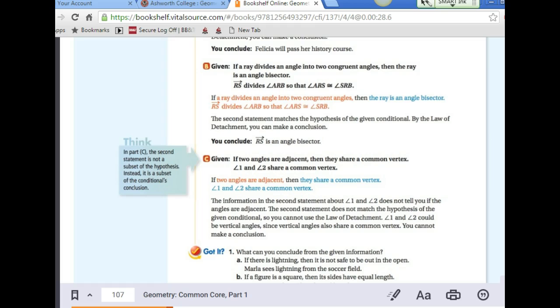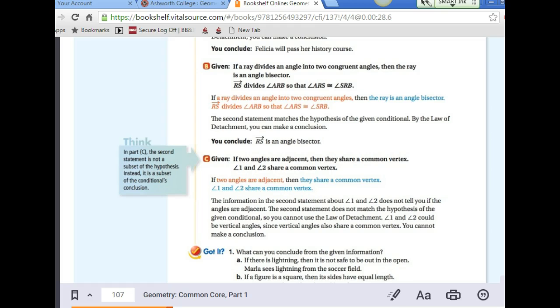Okay. Now, I want you to see how they've color-coded this, because the second statement this time is matching the conclusion of the original statement. If two angles are adjacent, that's the hypothesis, then the blue part, they share a common vertex. That's your conclusion. Statement 2 says 1 and 2 share a common vertex, so it's talking about B, or the conclusion, and not A, the hypothesis. And so because of that, it doesn't tell you that the angles are adjacent. The second statement does not match the hypothesis of the given condition. So we can't use the law of detachment.